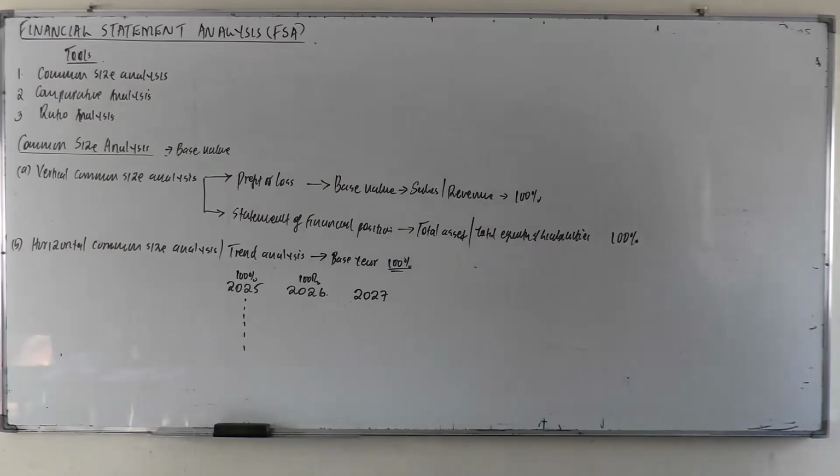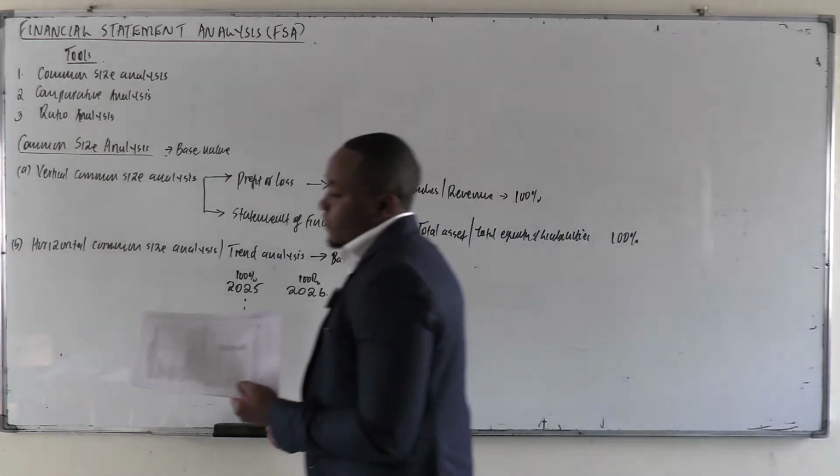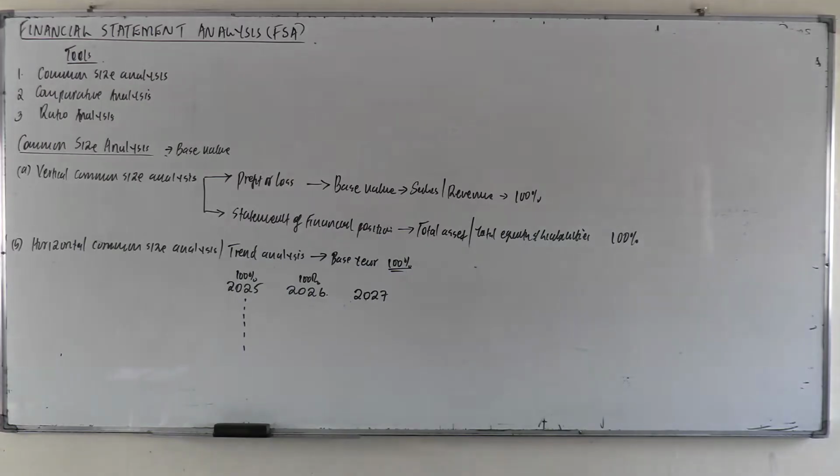For the vertical common size analysis, each account or item in the financial statement is expressed as a percentage of the base account. The base account for the income statement is the sales revenue. So for the income statement, the base value will be the sales revenue. And therefore, every item in the income statement is expressed as a percentage of sales, holding the sales revenue as 100%. This type of analysis allows the analyst to determine how various components of the income statement affect the company's profitability or the profit.